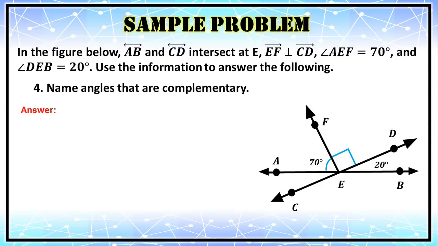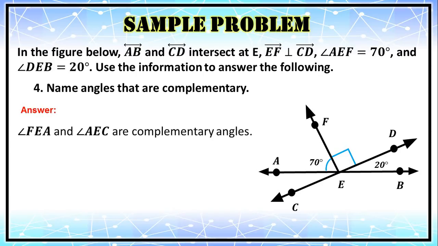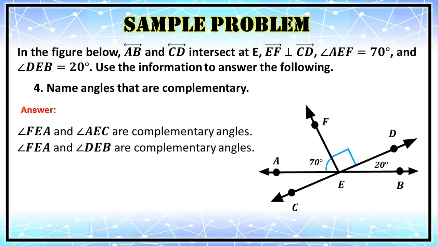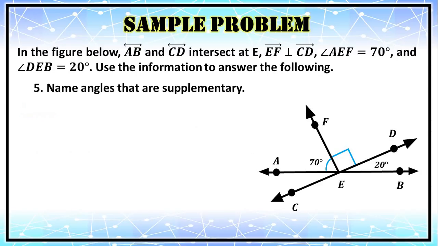The answer is angle FEA and angle AEC are complementary angles. Why? Because AEC is equal to DEB since they are vertical angles. Therefore, AEC is 20. So 70 plus 20 is 90 degrees, so they are complementary angles. Next, FEA and DEB are complementary angles. So 70 and 20 is equal to 90 degrees.